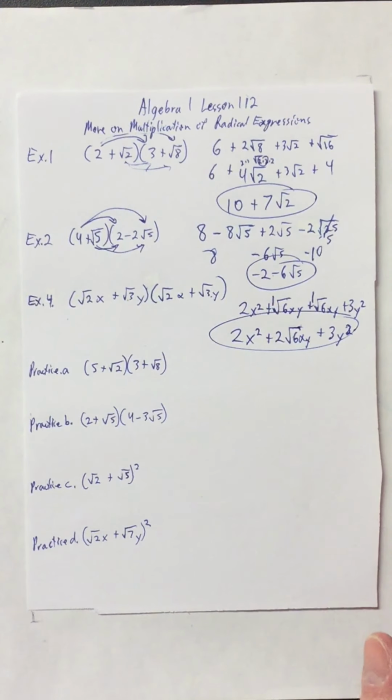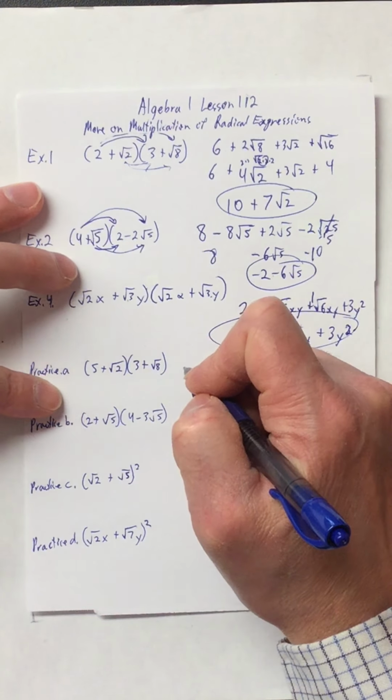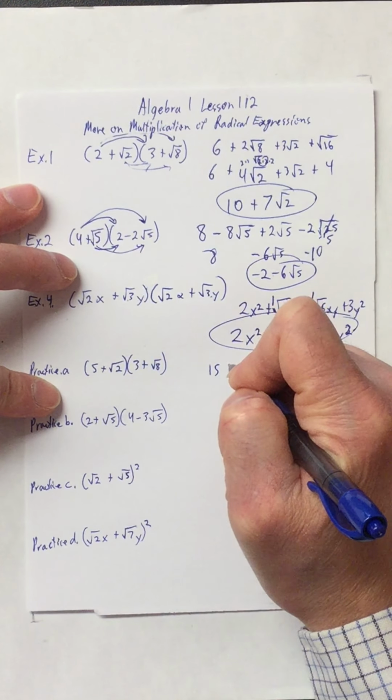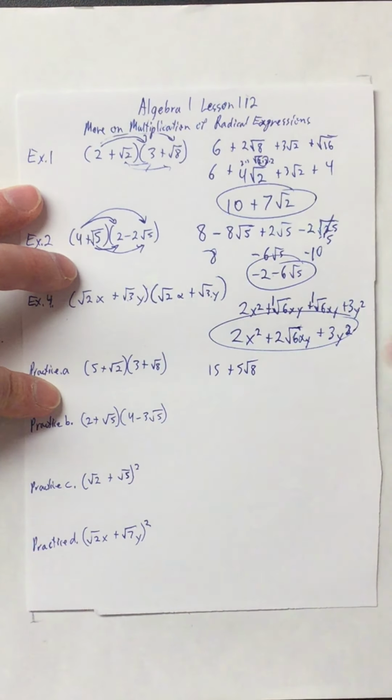Okay, let's look at our practice problems here. Go ahead and do them yourself and then check your work to see if you have it. All right, so I'm going to do the first one here. 5 times 3 is 15, and then 5 times square root of x is plus 5 square root of x, or square root of 8.